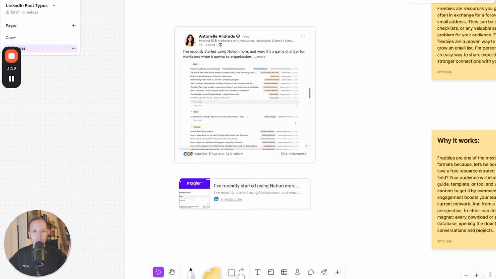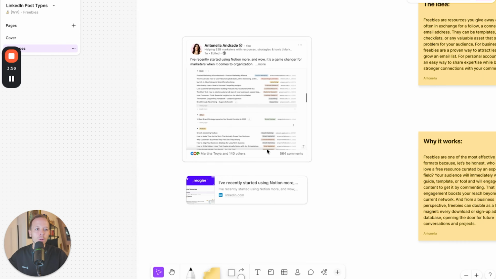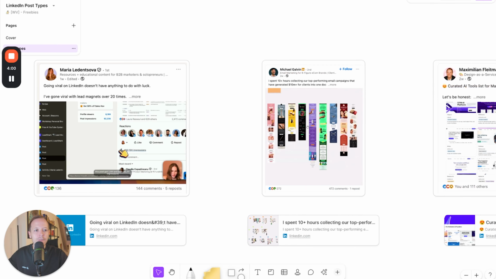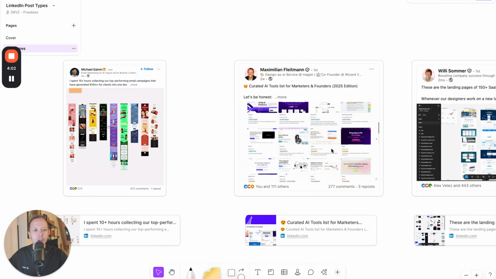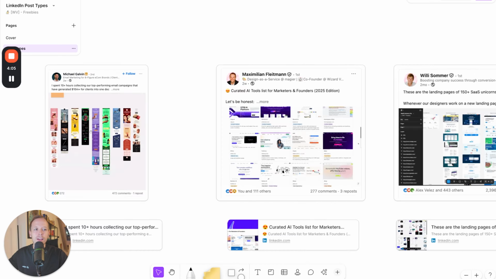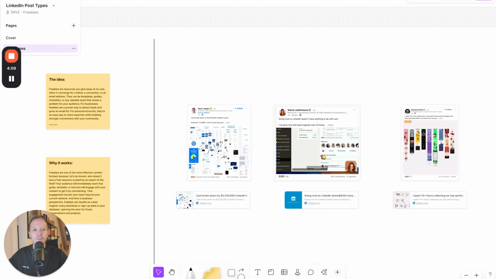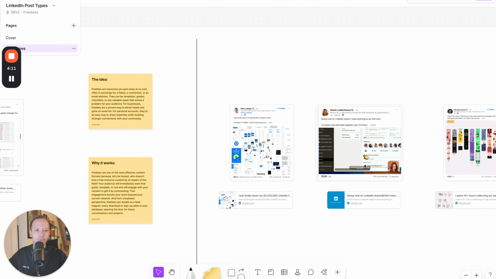Why it works is people commenting means the reach of the post is increased. And if a lot of people are commenting, then these posts can go absolutely viral. For example, I had a couple of posts that had hundreds of thousands of people viewing the post. And this is one of the main drivers for my account growth and also the growth of Magier.